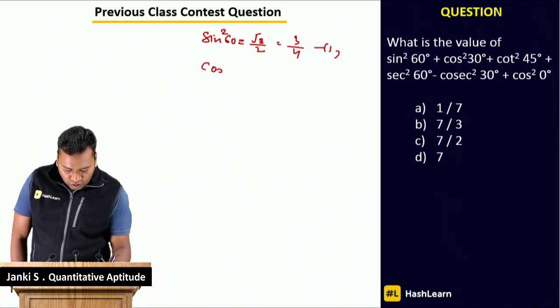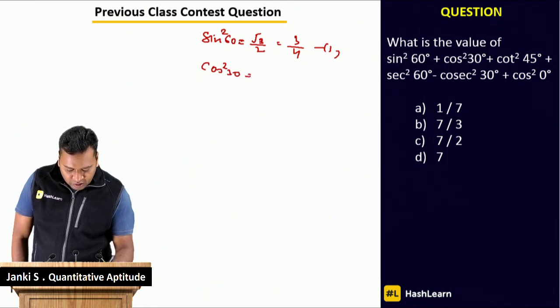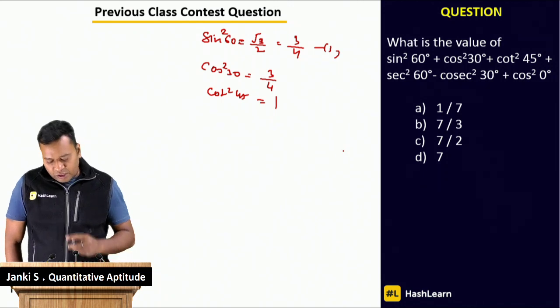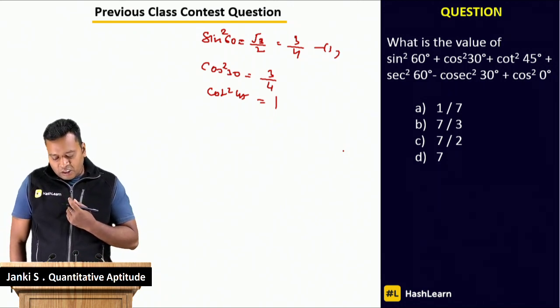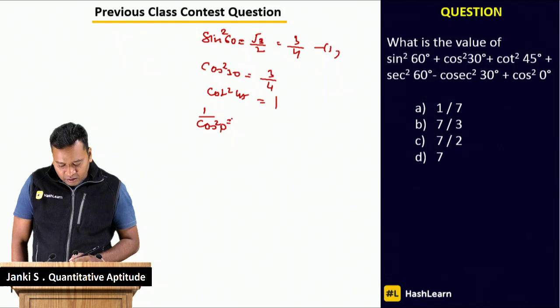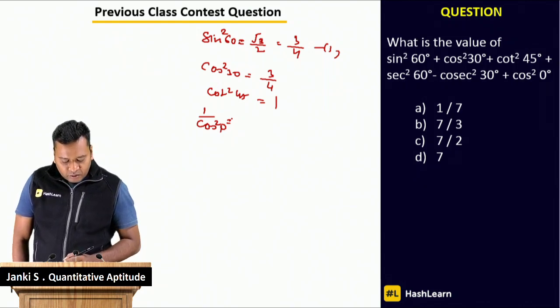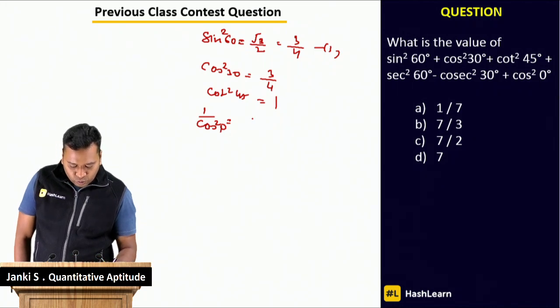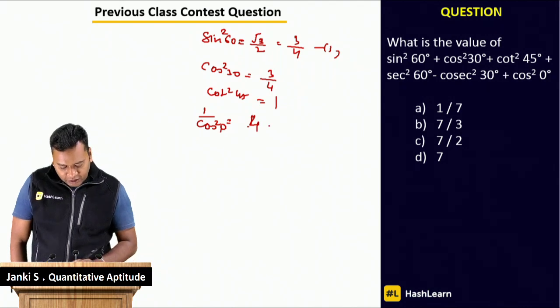Second one is nothing but cos square 30, which is also 3 by 4. Then cot 45. So cot square 45 is nothing but 1. Now sec 60. Now sec 60 is what? Sec is nothing but the opposite of cos, that is 1 by cos square 60. So cos 60 was nothing but 1 by 2.